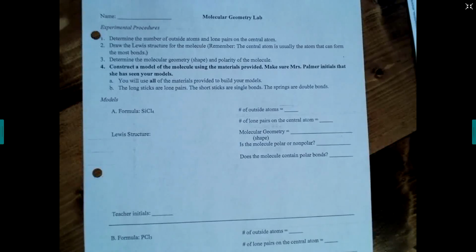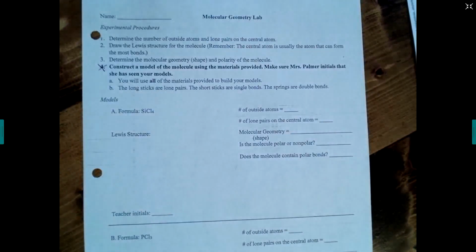Hey guys, I'm going to explain to you how to do the two molecular geometry labs that I gave you. The first one you'll see is a double-sided sheet, and originally what you were going to do was to answer these questions, and you were also going to build a model of the shape you see. Since we are not going to be building models, you will skip number 4 on your procedures. So you'll just be doing numbers 1 through 3.